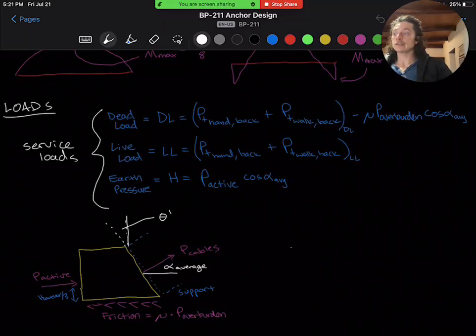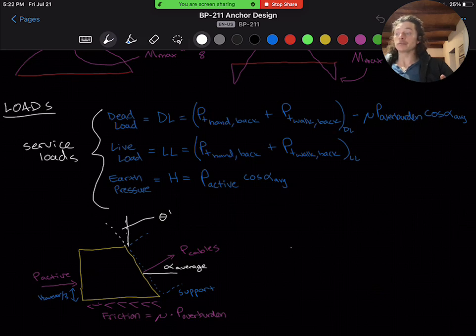Now, the last thing we need to do in this portion of the lecture is to define our loads. Before consulting the code for load combinations, we'll define our service loads. Those are the unfactored loads that are used in the ASD method and that come from our beam formulas directly. Remember the cable analysis section?